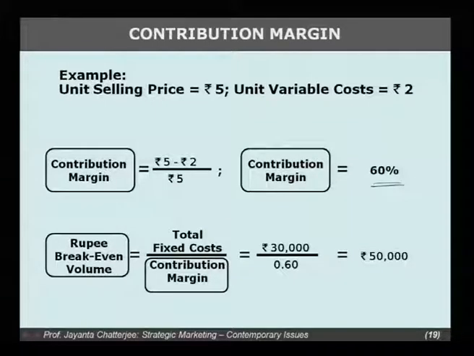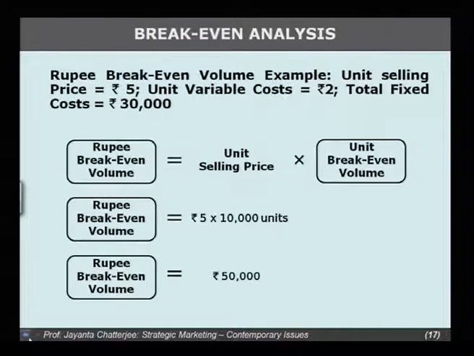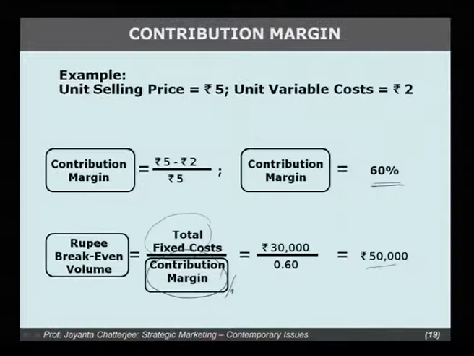And rupee break even volume can also be obtained by total fixed cost divided by contribution margin in percentage. So, 30,000 divided by 0.6 gets you that same 50,000 that we obtained by this other method. Okay, 50,000. This we got from unit selling price multiplied by the break even volume, and the same 50,000.